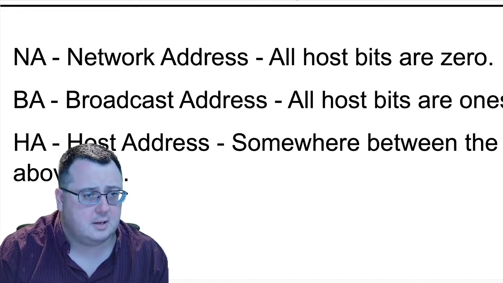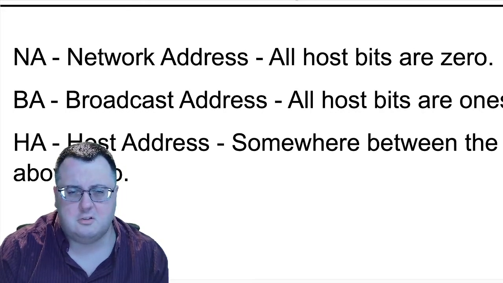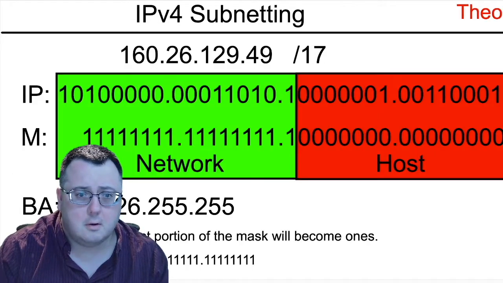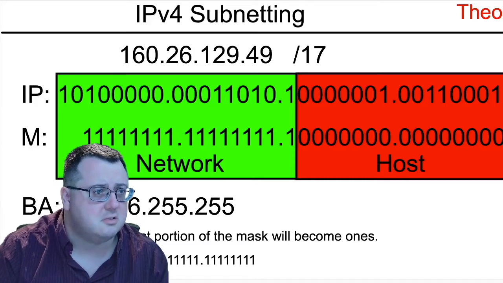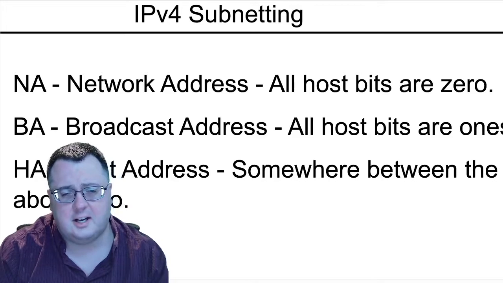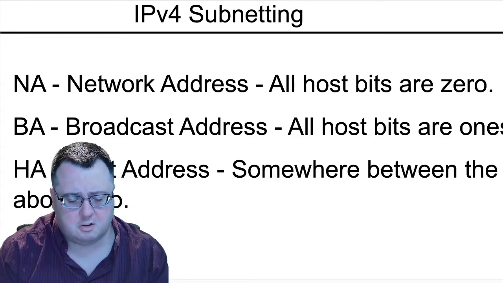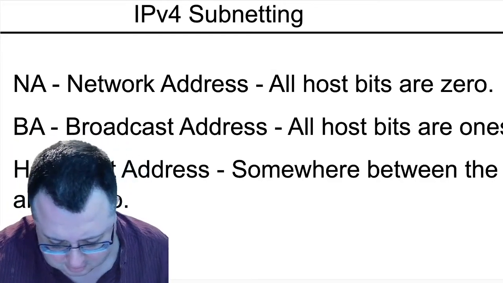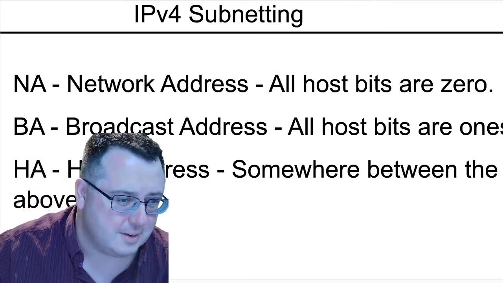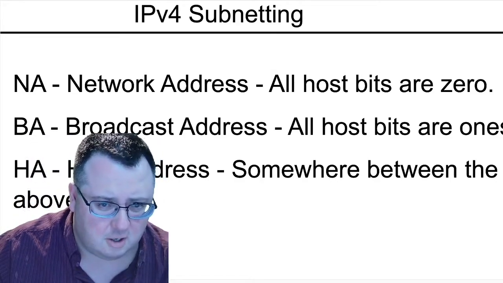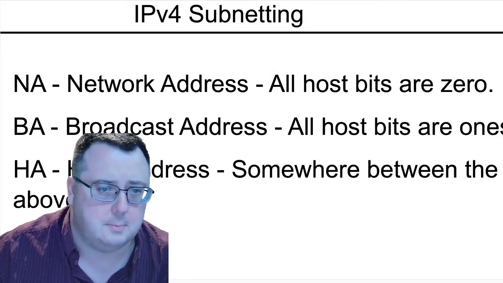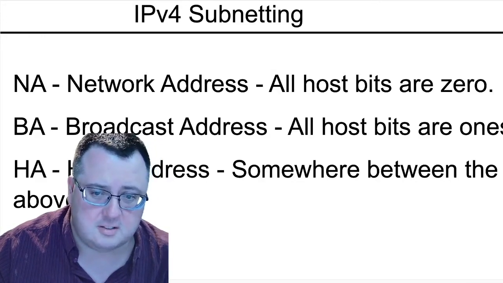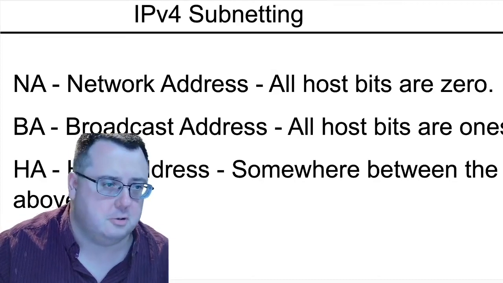So did I say that correctly? Just check ahead here. Yeah, you've got a network and a host portion of your IP address. So yeah, I was right. You've got a network portion of your address and a host portion of your address. But for the time being, if you can learn that for a network address, all host bits will be 0, for a broadcast address, all host bits are going to be 1s, and a host address will be somewhere between the above two.